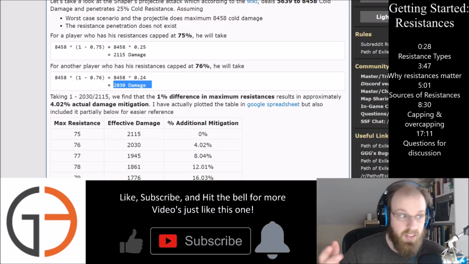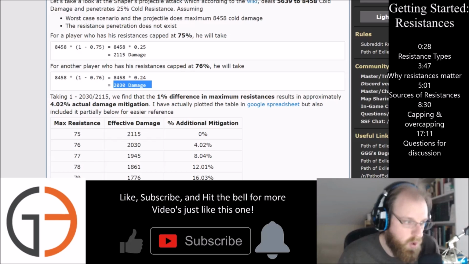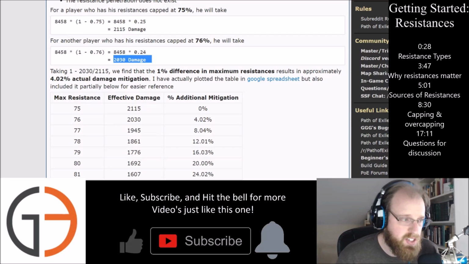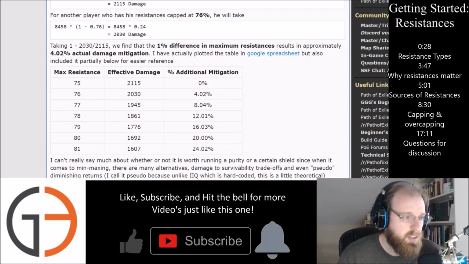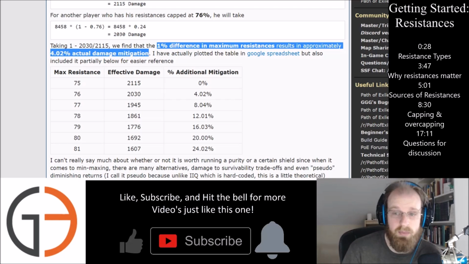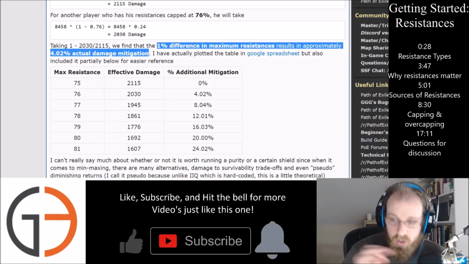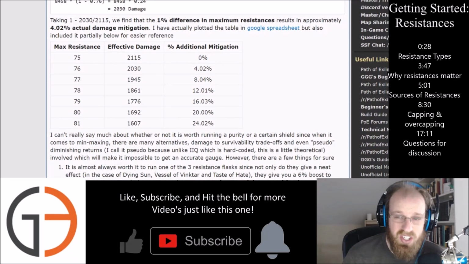Now you'll notice that's a significant chunk of damage that's different. It's not simply a 1% difference by upping your maximum resistances. It's not simply 1%. So Sushi gets into it in more detail. Taking 2,030, dividing it by 2,115, we find that the 1% difference in maximum resistances actually results in approximately 4% of actual damage mitigation. So he extrapolates this. He's got a Google spreadsheet included in this, which you can go and take a look at. That's also linked down below in the video description. But here's the table of what this looks like.